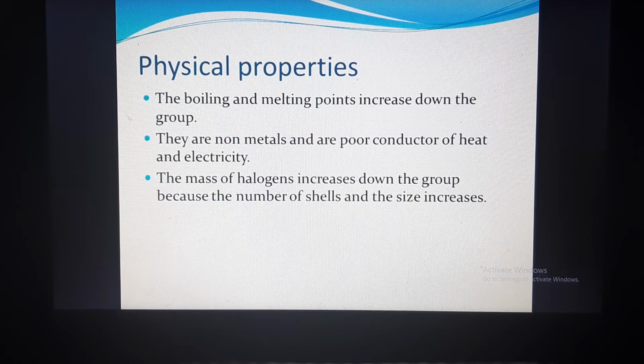The mass of halogens increases down the group because the number of shells and the size are increasing. We know when you are going from top to bottom in a group, the size is increasing because the shells are also increasing. So if the shells are increasing, the size is increasing, so the mass also increases. So these are the three main physical properties of halogens.